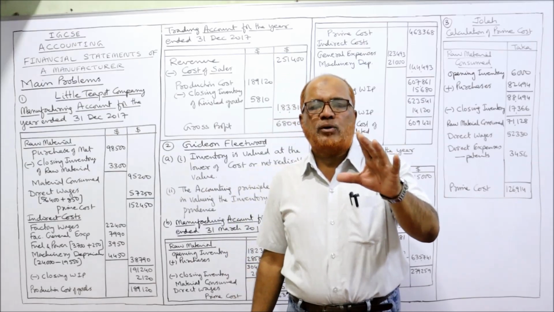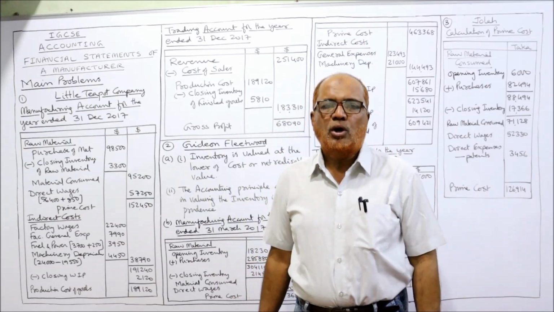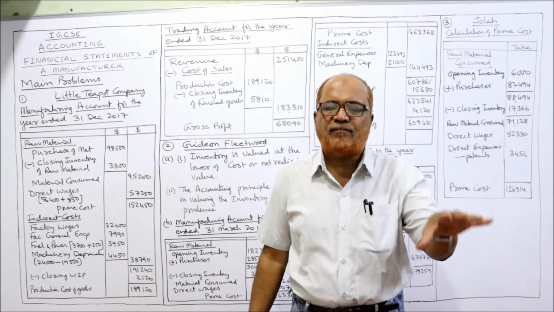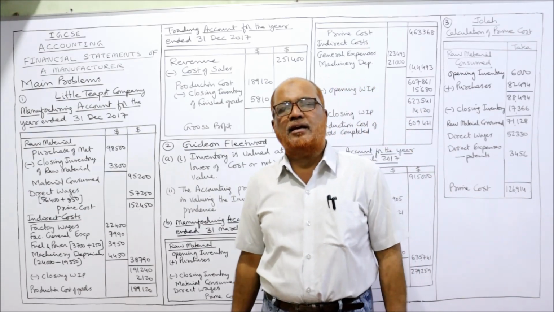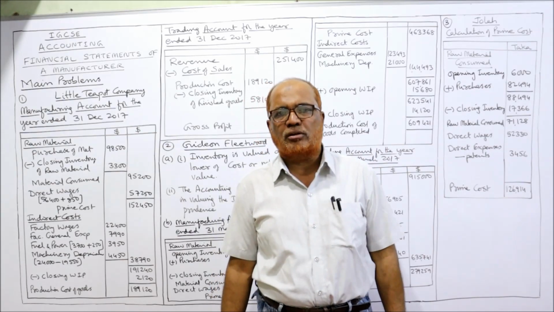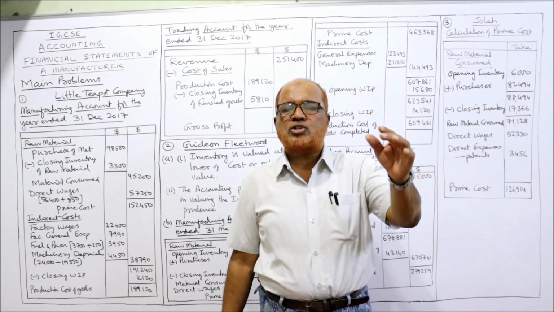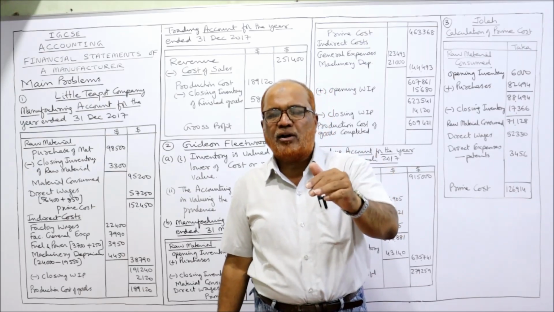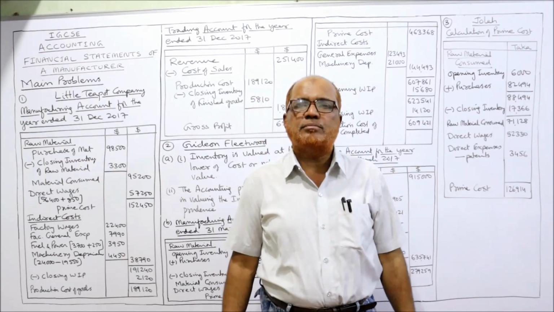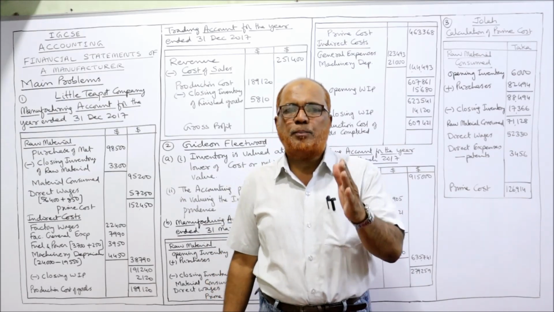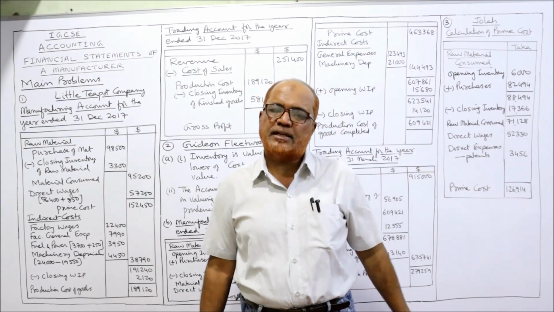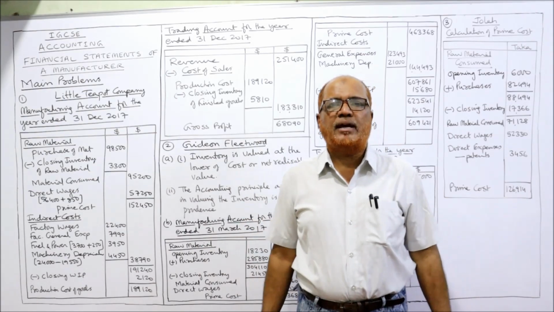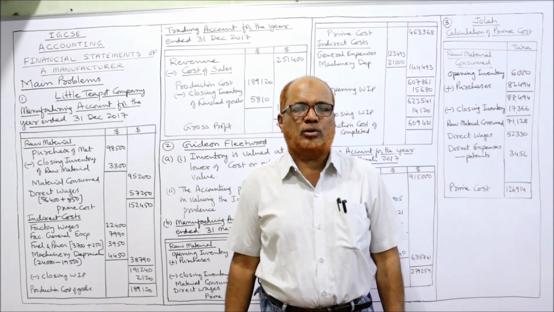This account is prepared to find out the cost of production. Only direct costs and indirect costs incurred in the factory will be taken to calculate the cost of production. After calculating the cost of production, we'll go to the trading account to find out the gross profit. After finding the gross profit, we prepare the income statement to get the profit for the year. That is the procedure. So the only new point is we are required to make the manufacturing account.